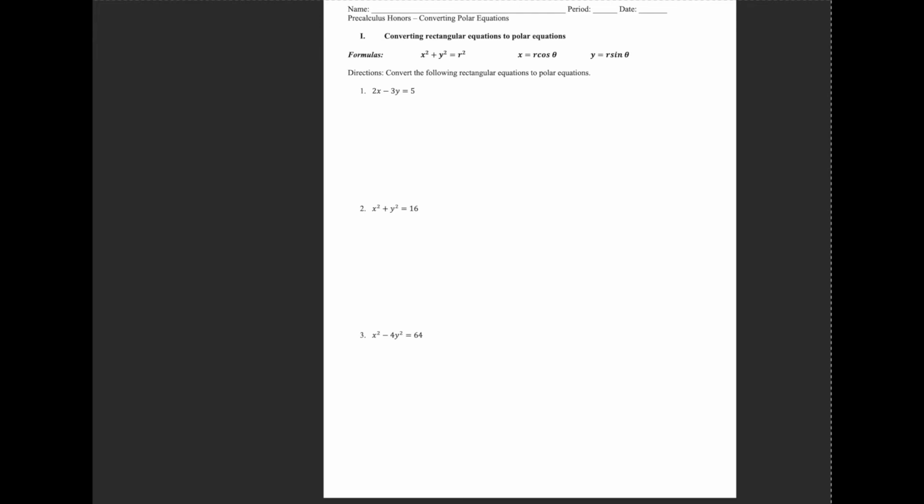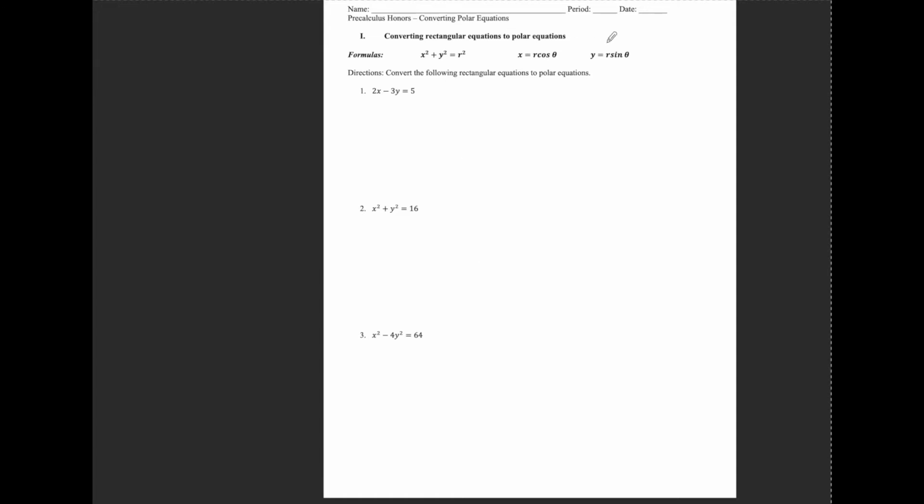Hi everyone, today we're going to be talking about converting rectangular equations to polar equations and vice versa. For this first section, we're going to start with rectangular equations and convert them to polar equations, which means that all of these x's and y's are going to need to become r's and thetas, and then we're going to solve for r. So our main goal is going to be to solve for r.